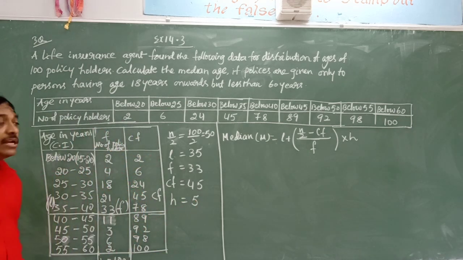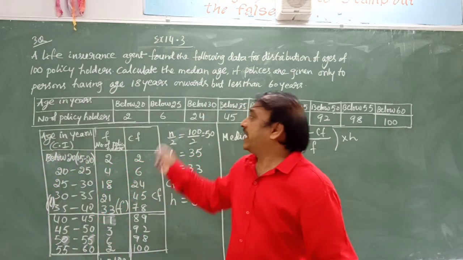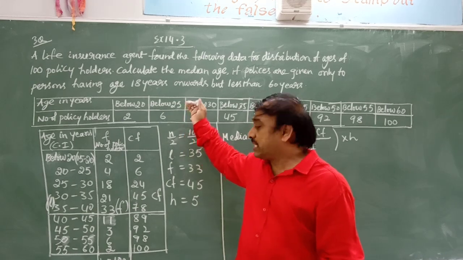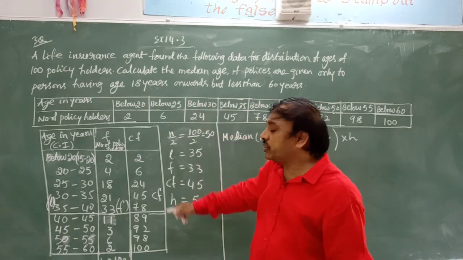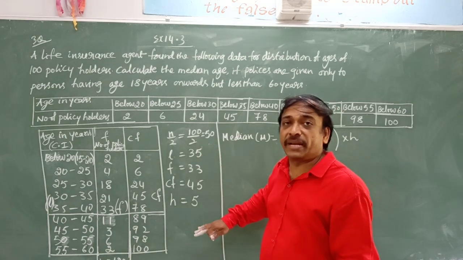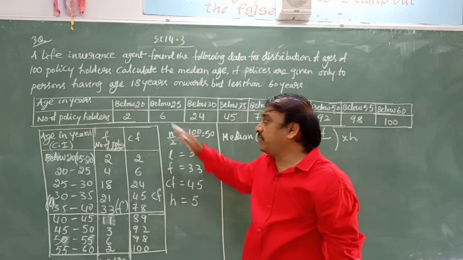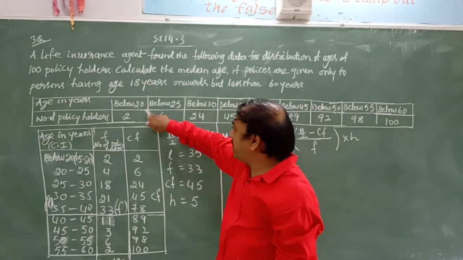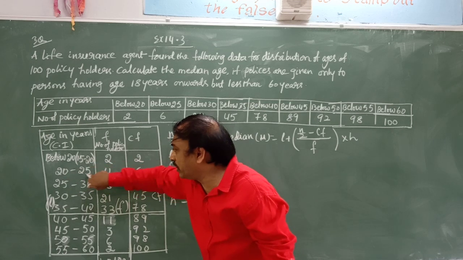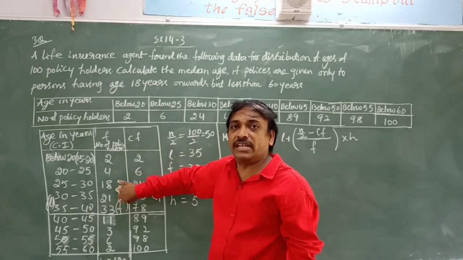H is the class size. This is very important: how to convert the data when they give below or more. Sometimes they may give more also. In a similar way, you need to convert if they give cumulative frequencies by subtracting from the bottom. It depends on how the data is given. Here below 20, below 25, so 15 to 20, 20 to 25. From the cumulative frequencies we obtain these frequencies.